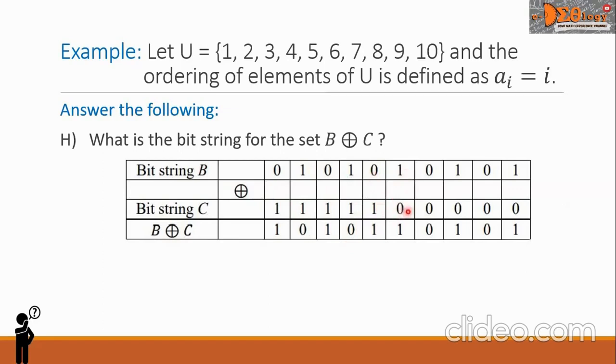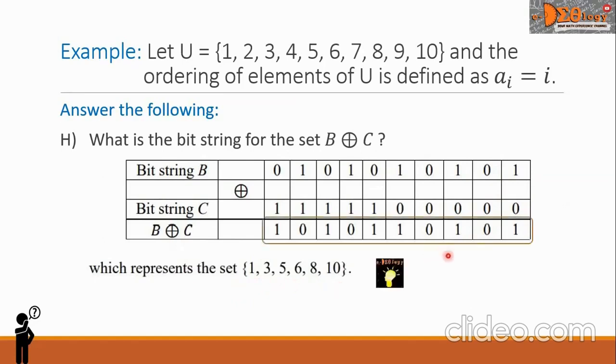1 XOR 0 is 1. 0 XOR 0 is 0. 1 XOR 0 is 1. 0 XOR 0 is 0. 1 XOR 0 is 1. This bit string represents the set 1, 3, 5, 6, 8, and 10. This is the final answer.